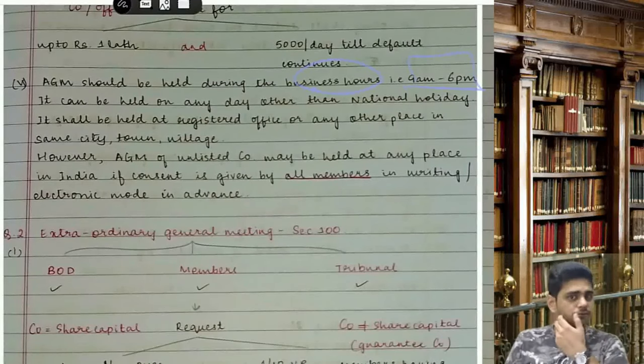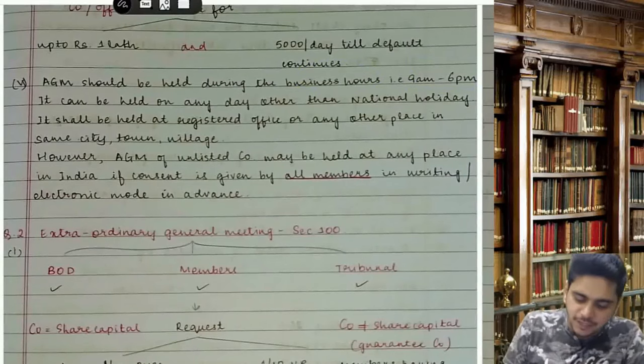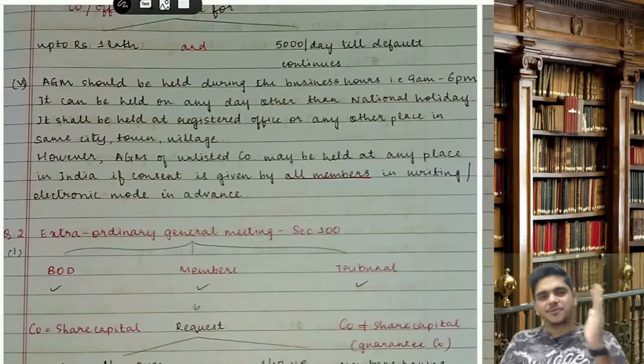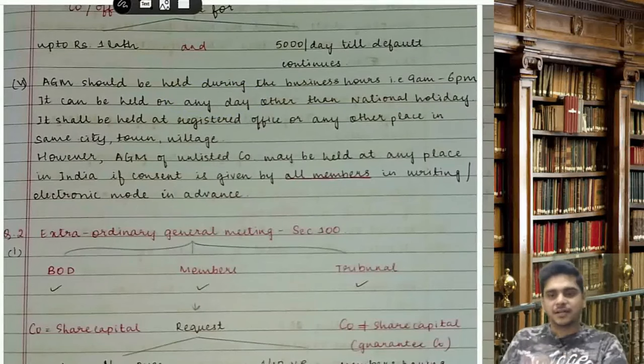In MCQ, they can ask you: it should be held within business hours, that is 9 a.m. to 6 p.m. AGM can be held on any day other than a national holiday, like 26 January, 15th August, 2nd October. AGM can be on any day other than national holiday.